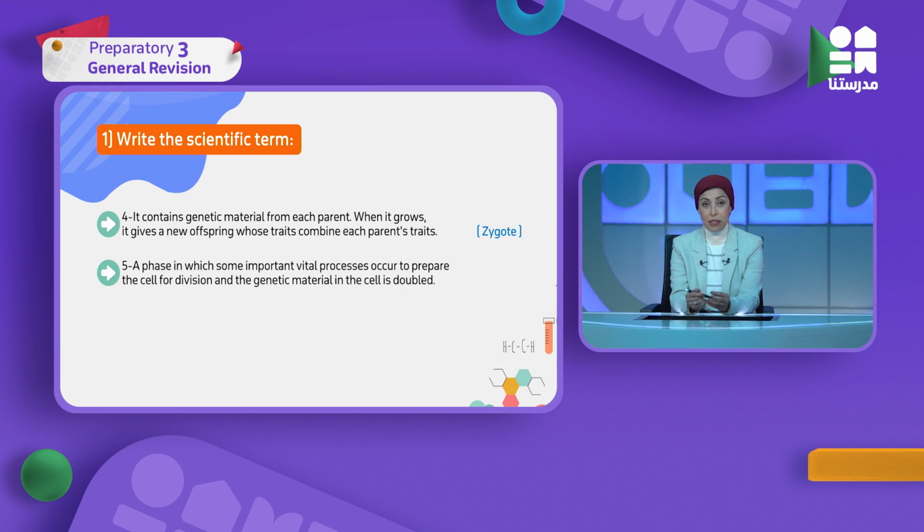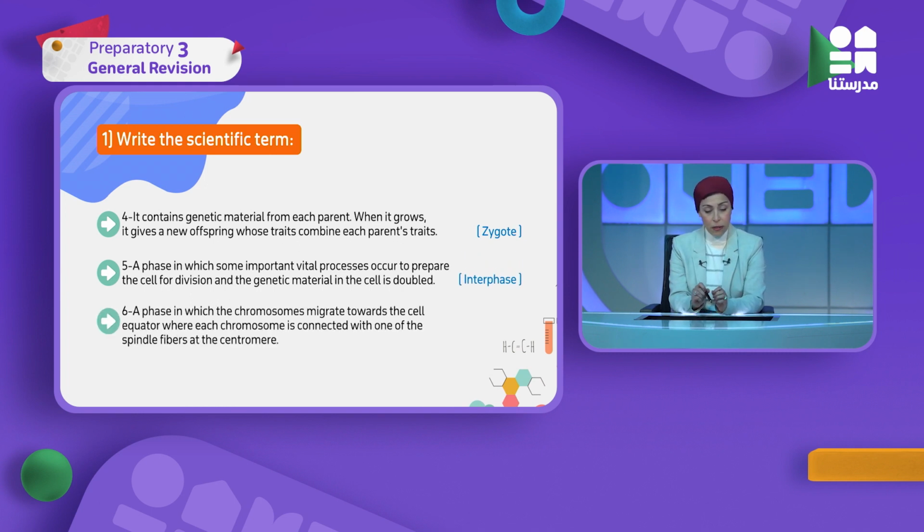I have many phases. I'm going to read the question carefully and underline the word that gives me the answer, which is that the genetic material is doubled. In which phase is the genetic material doubled? Of course, in the first phase, the preparing phase, which is called interphase. So the answer is the interphase.